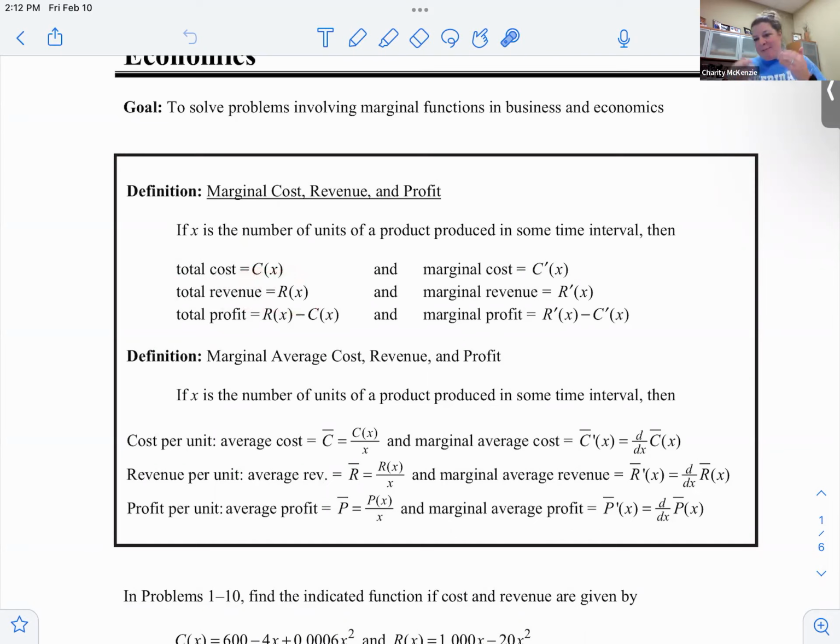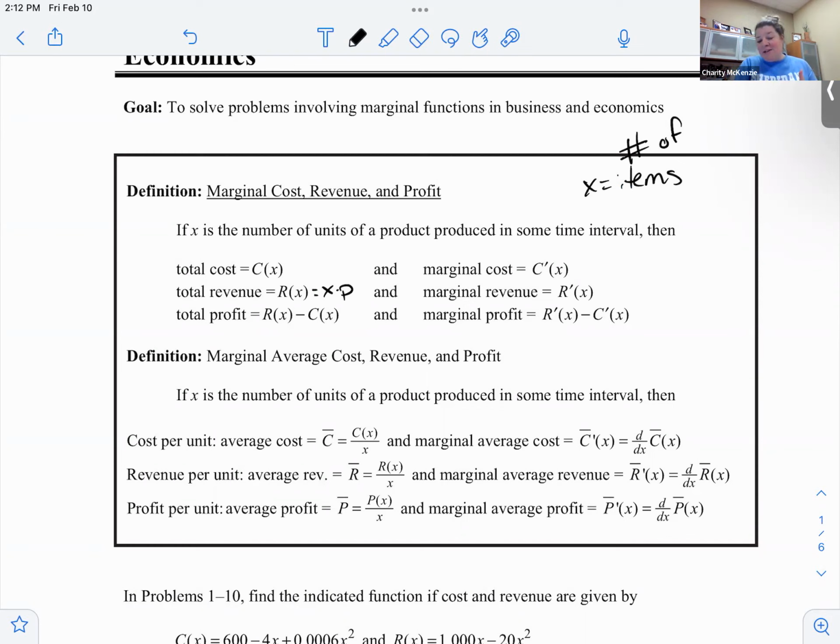Revenue is our money coming in. So revenue is typically thought of as x times the price, where x is always our number of items. So if I sell 20 items at the price of $1, I just made 20 bucks. That's my revenue. That's my money coming in.